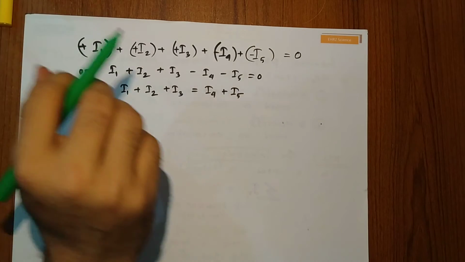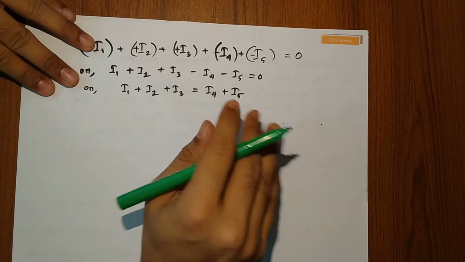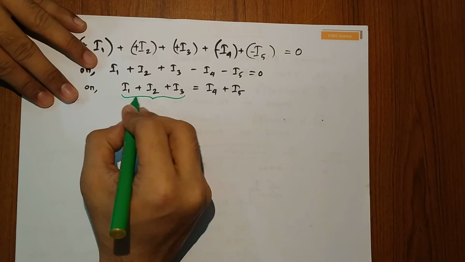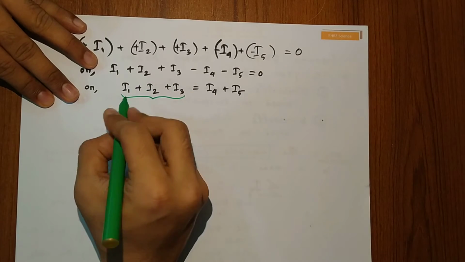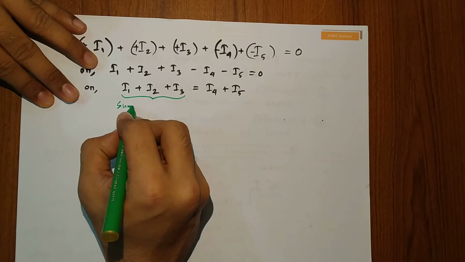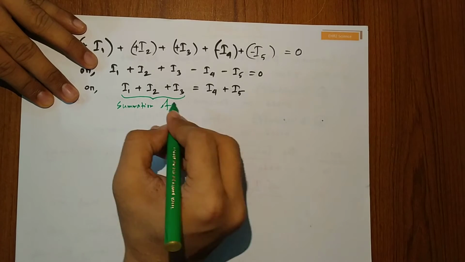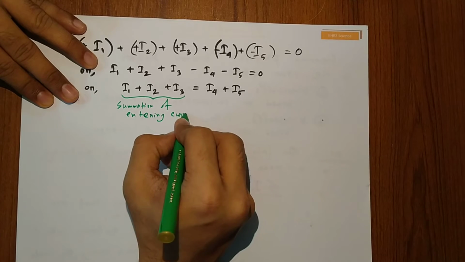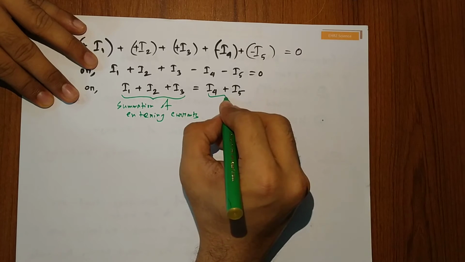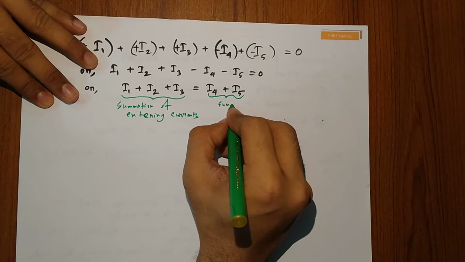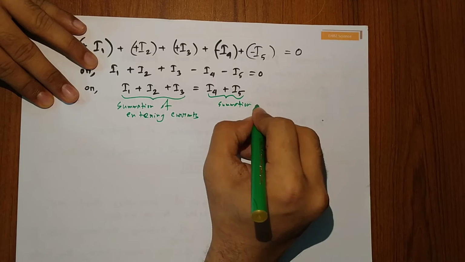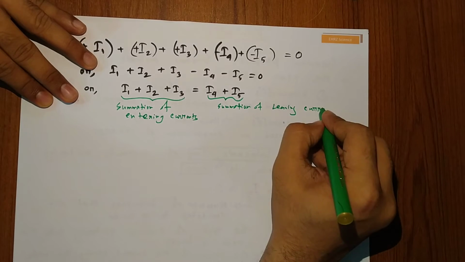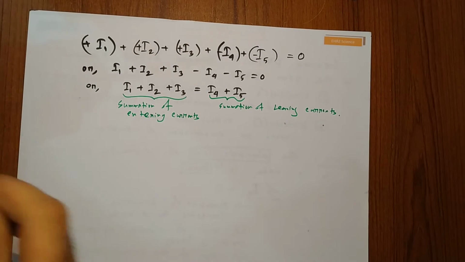Now you all can see that I1, I2 and I3 is the summation of entering currents, and I4 and I5 is the summation of leaving currents. Okay.